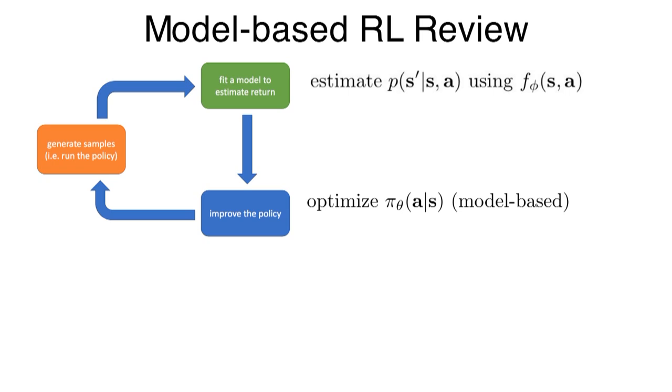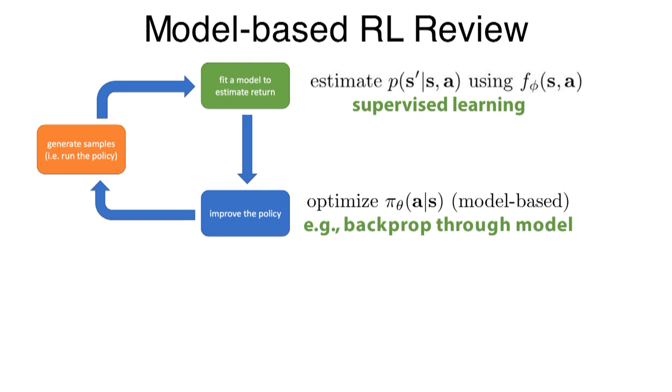To review, here's the diagram that I showed first, where we're iterating between collecting samples, fitting a model, and improving the policy. We can estimate the model using supervised learning, and improve the policy with respect to the model by backpropagating through the model, for example.